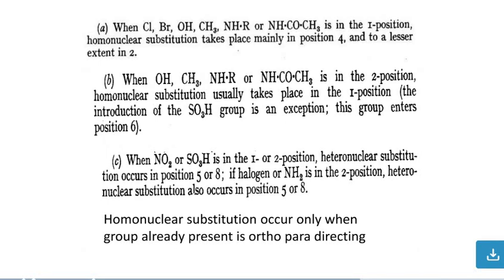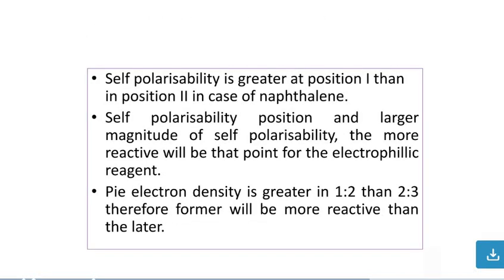Friends, when chlorine, bromine, OH, or methyl is at position one, homonuclear substitution takes place mainly in positions 4 and 2. In the same way, with a group at position one, sulfonation occurs at the 6th position, and like that. So homonuclear substitution occurs only when the group already present is in the ortho position.